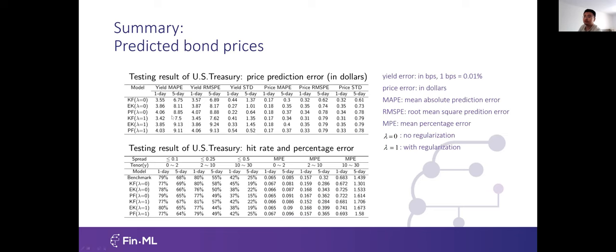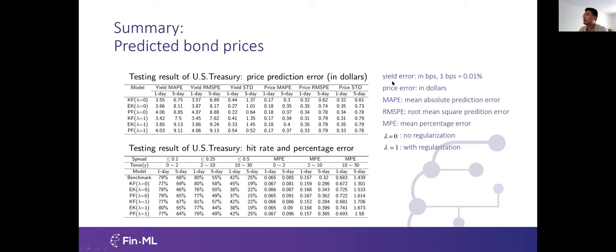Now here I show only the testing results, and we compare the 1 day ahead prediction with the 5 day ahead prediction. Here I use several metrics. MAPE stands for mean absolute prediction error. RMSPE stands for root mean square prediction error. And MPE stands for mean percentage error. This error compares the prediction error, divides it by the bond price, and multiplies by 100.